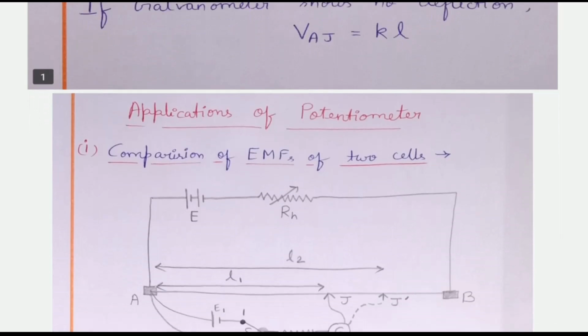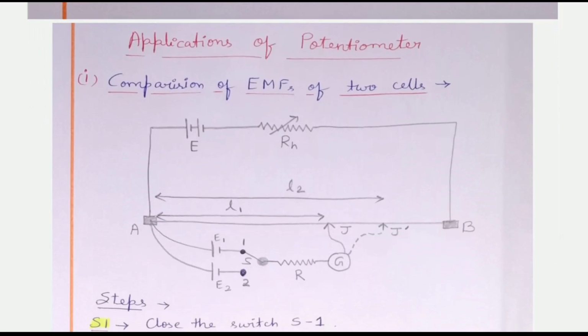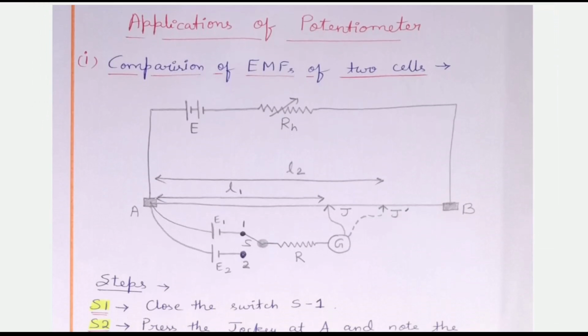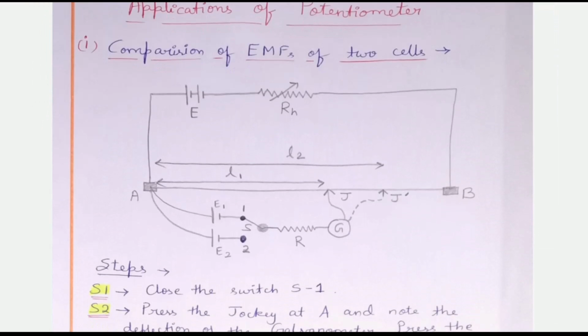There are three main applications of a potentiometer. The first one is comparison of EMFs of two cells. As you can see in the circuit diagram, the parent circuit remains the same, just the difference is in the secondary circuit.